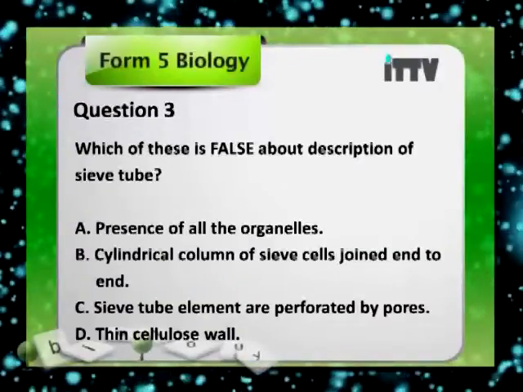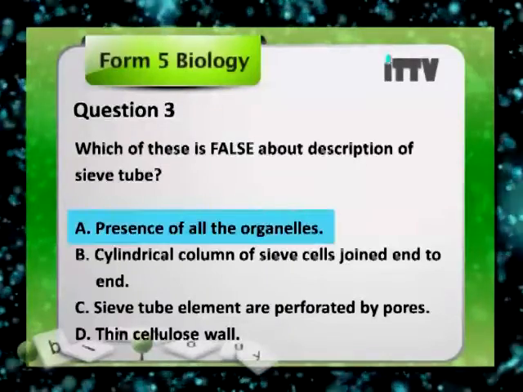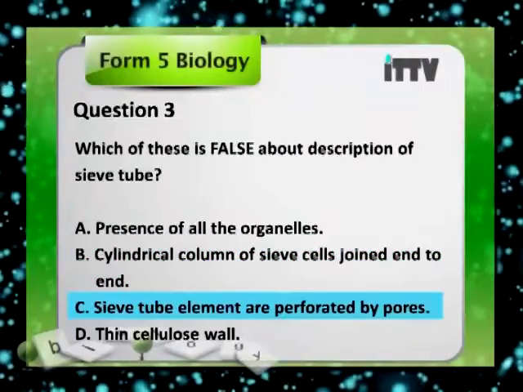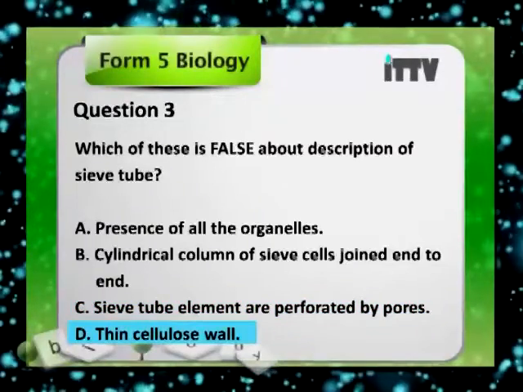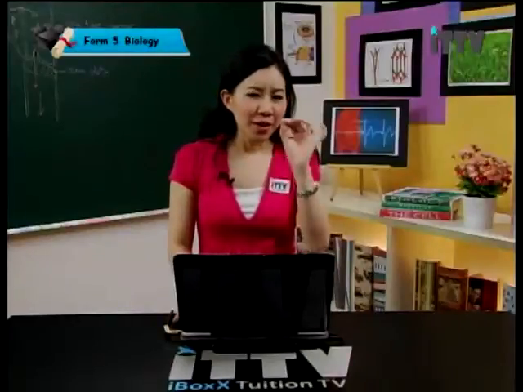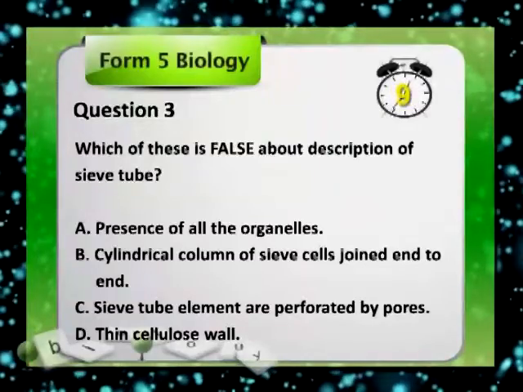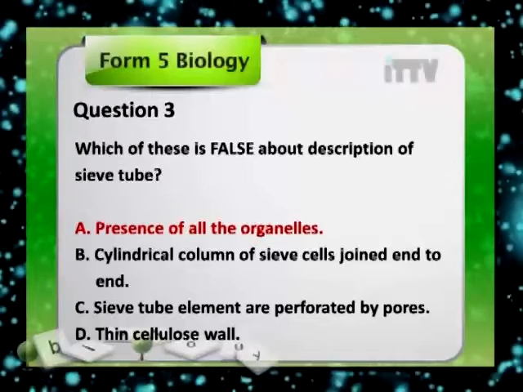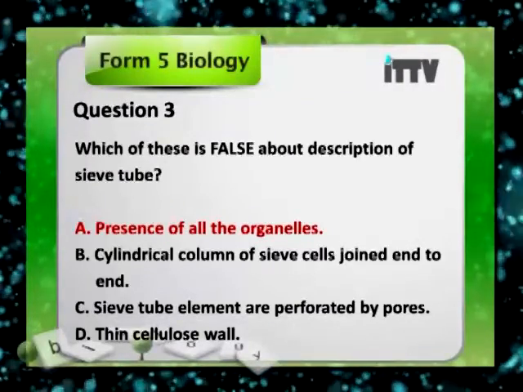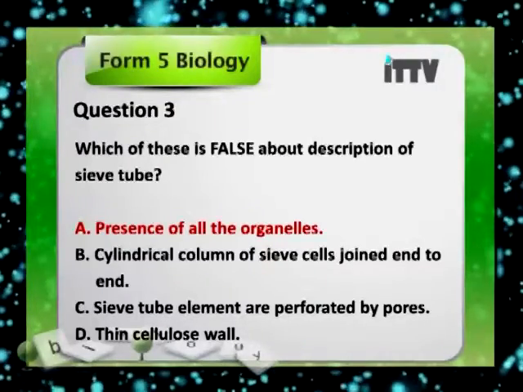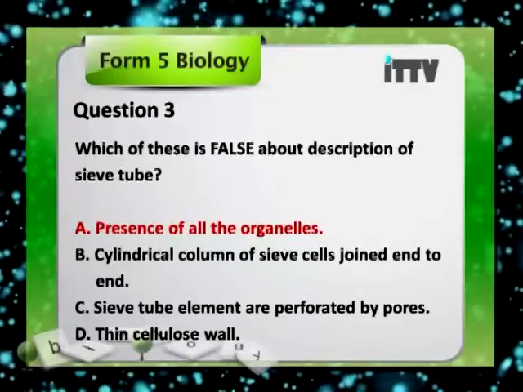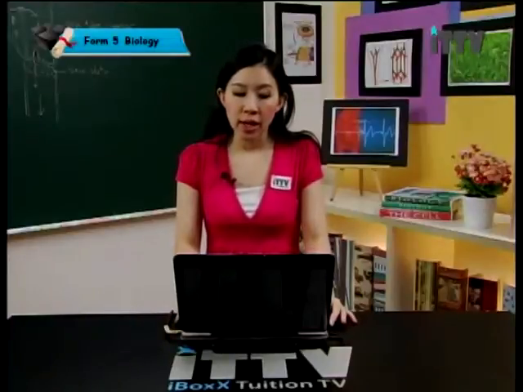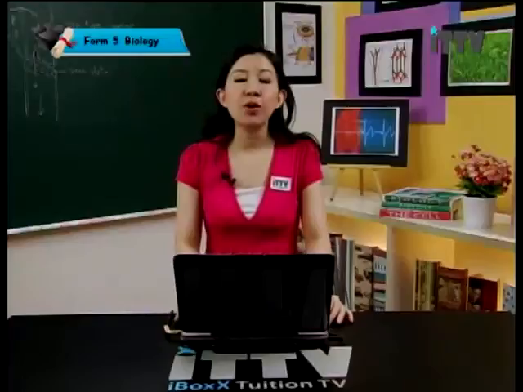Now let's look at this question. Which of these is false about the description of sieve tube? A, presence of all the organelles. B, cylindrical column of sieve cells joined end to end. C, sieve tube elements are perforated by pores. D, thin cellulose wall. So, now I think you can answer this question very fast. Yes, you're right, which is false. We know that sieve tube cells do not have organelles. So it's false if the option says presence of all the organelles, because the organelles are actually all degenerated. They have a thin cytoplasm, thin cellulose wall. They are cylindrical columns of sieve cells joined end to end, and they're perforated by pores.